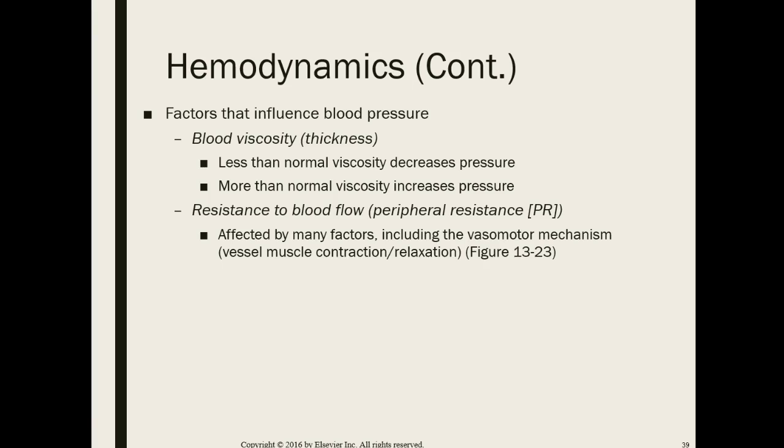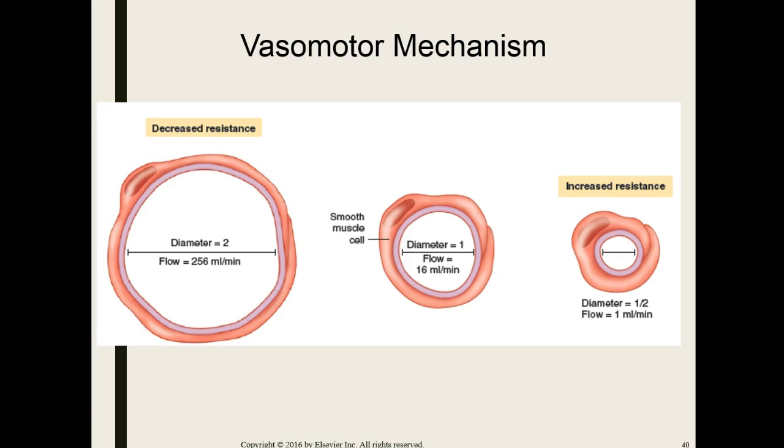And then we have the actual vessel's resistance to blood flow. So the vasomotor mechanism is going to refer to the vessel muscle contraction or relaxation. So this is that smooth muscle, the tunica media, that it's referring to. So if the smooth muscle is relaxed, we are going to have an increased diameter, which is going to allow more blood to flow through easier. If that smooth muscle is contracted, it's going to kind of clamp down on the vessel, and then the blood isn't going to be able to flow through as smoothly.